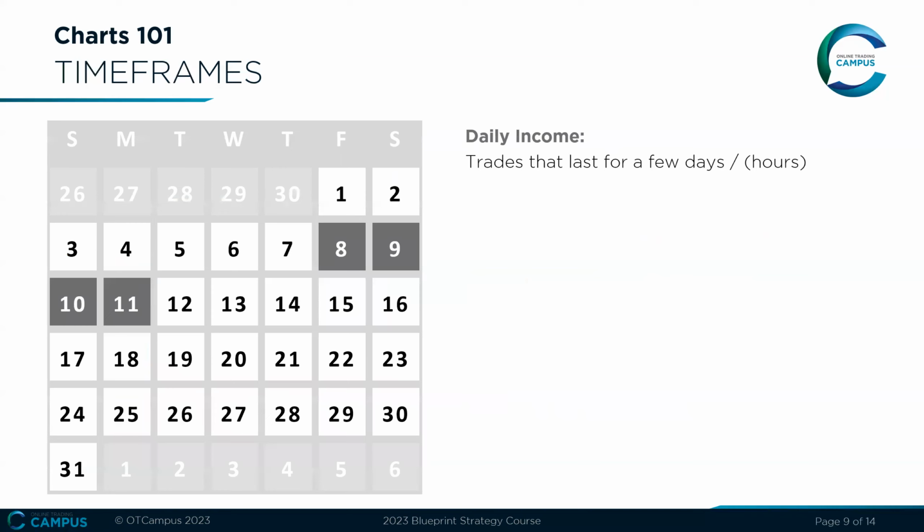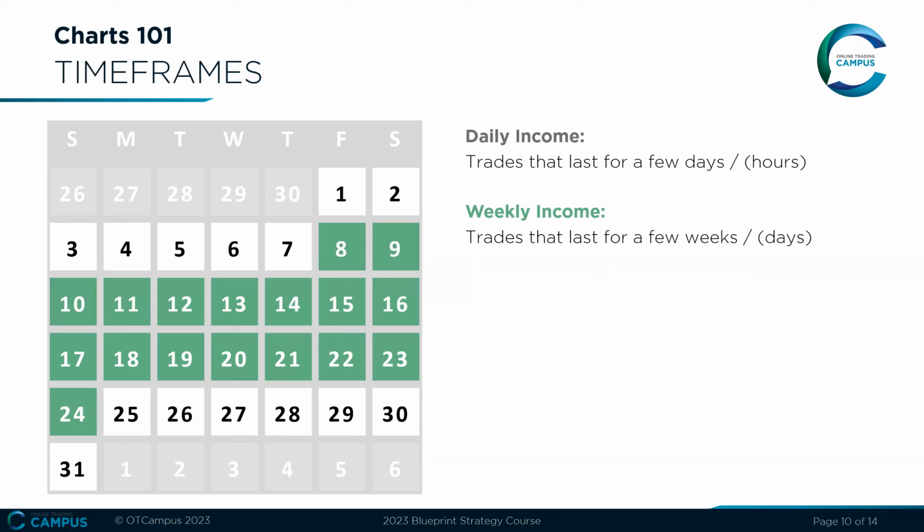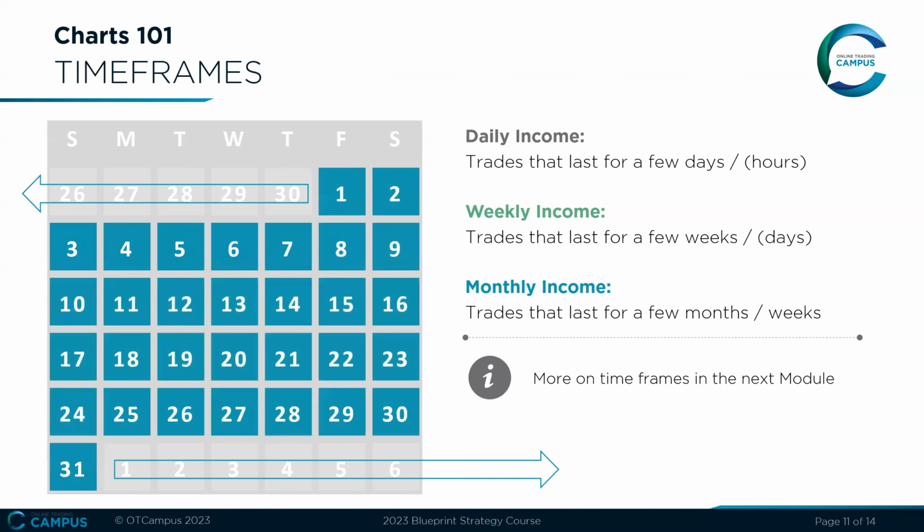Generally speaking, though, we can summarize a few things here to start off with. If we're looking at daily income, then we're going to be looking at trades that last for a few hours or a few days. If we look at weekly income, then we're going to look at trades that will last for a few weeks or maybe just a few days. And monthly income would be trades that last for a few months, maybe years, and maybe just a few weeks.